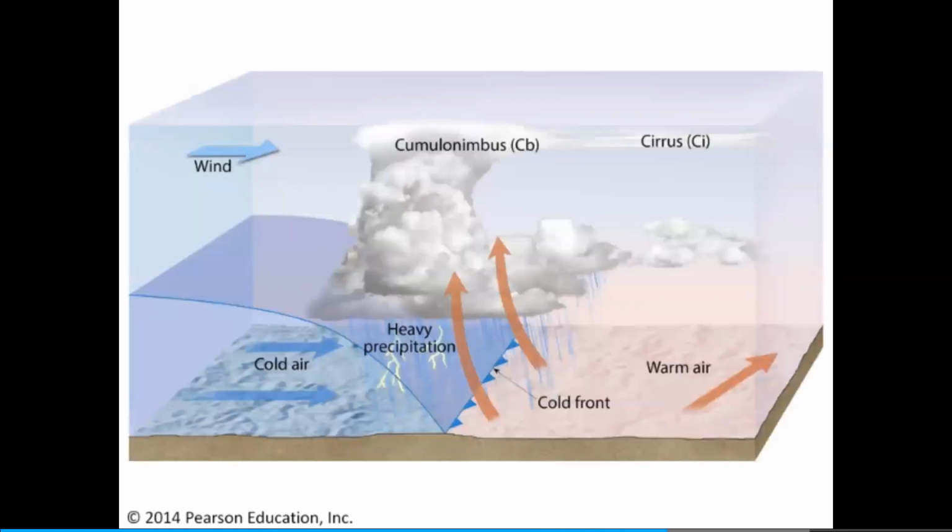Now there are also thunderstorms that are associated with fronts, and so here's an example of that where you've got a cold front moving into the area. Maybe you could take a look at this picture and think to yourself about what's happening here and what the symptoms would be of the oncoming thunderstorm.